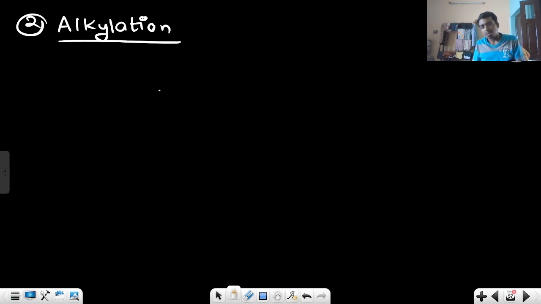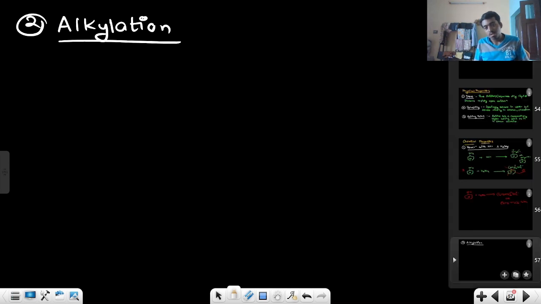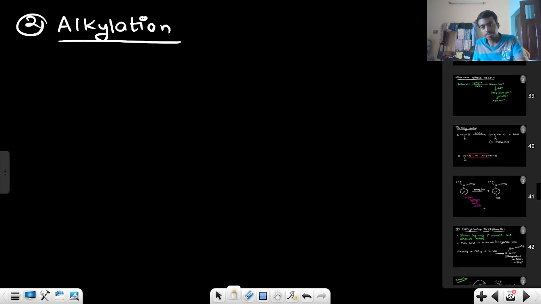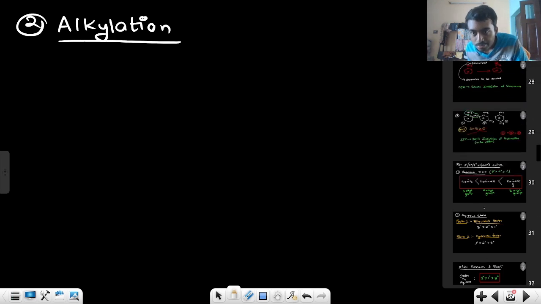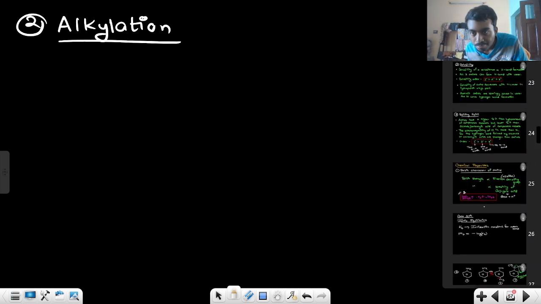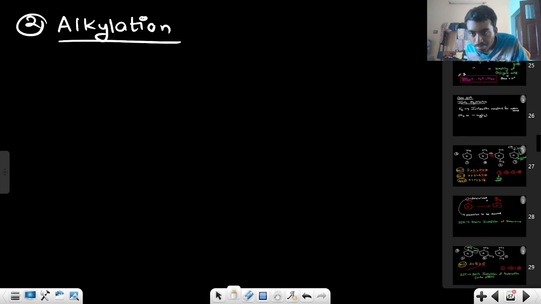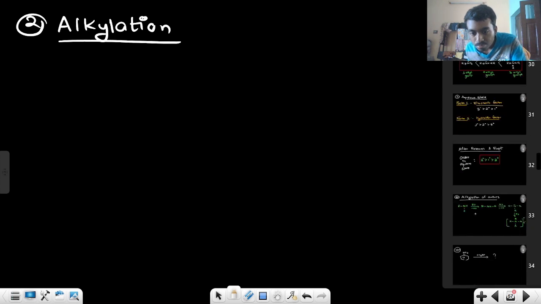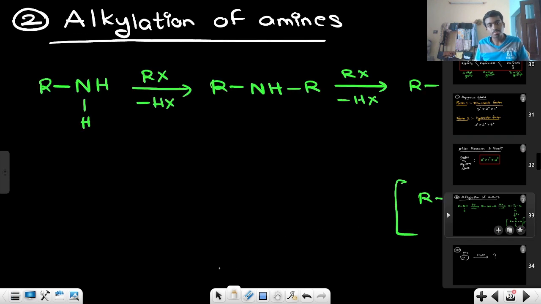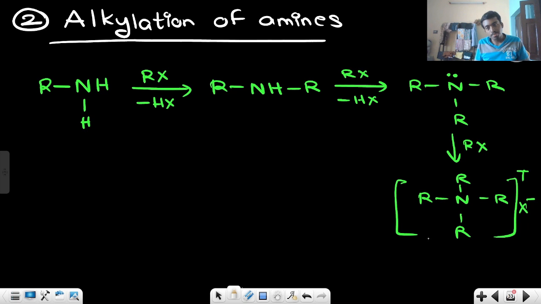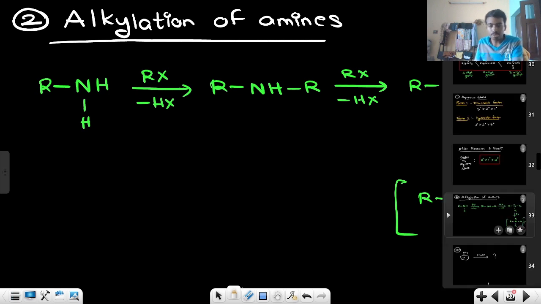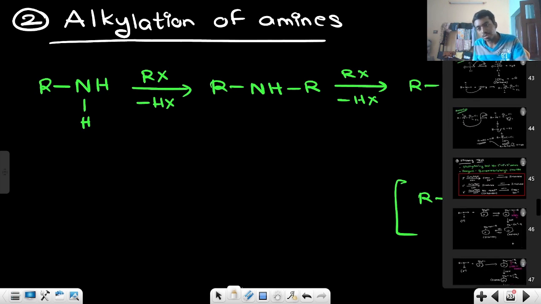alkylation. See, too many times I have discussed amine alkylation when we were discussing aliphatic amines. Here you go, alkylation of amines. So you can see the same thing will happen here also. Only one R will become what? It will become aniline. Whatever we have done there, here also we will do the same thing.